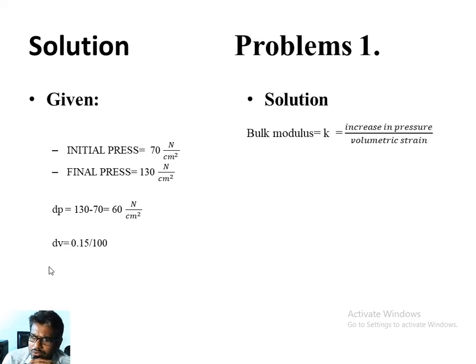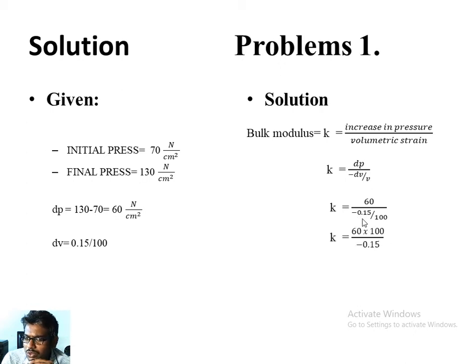So bulk modulus, we know, is the increase in pressure divided by volumetric strain. The increase in pressure is 60 Newton per centimeter square, and volumetric strain is minus 0.15 divided by 100, where the minus sign indicates a decrease in volume. So the bulk modulus we can calculate is 4 into 10 raised to 4 Newton per centimeter square, and 1 upon K is the compressibility of that gas or substance. In this way we can calculate the compressibility of a liquid or gas.